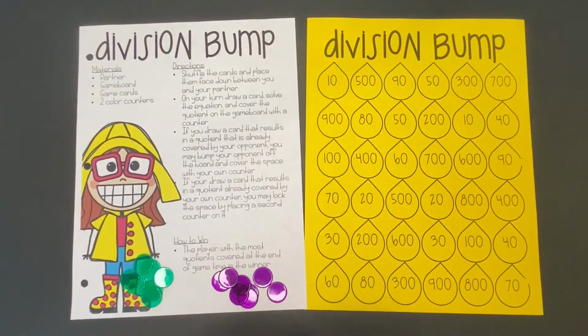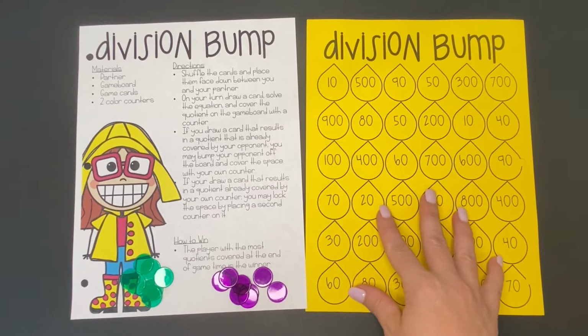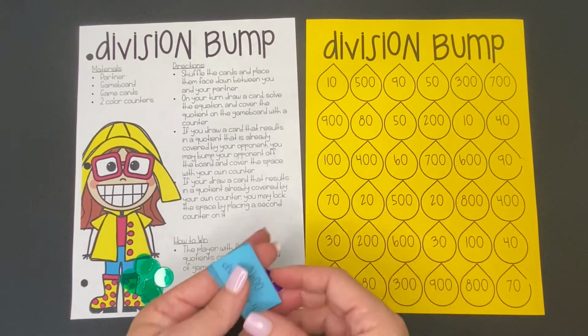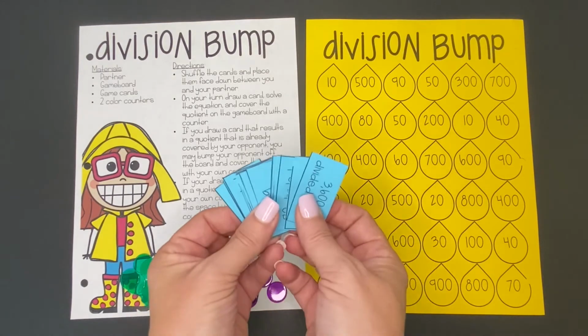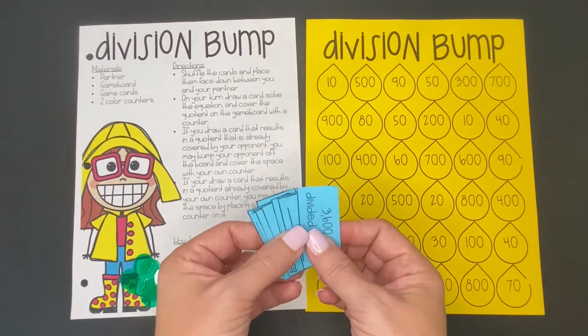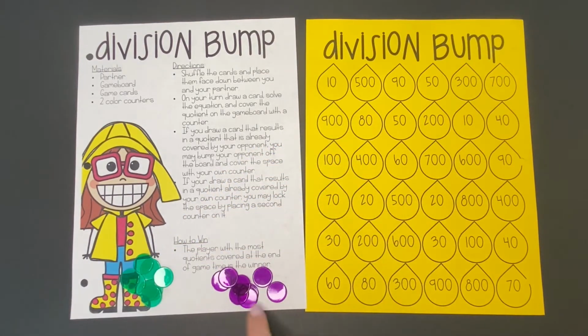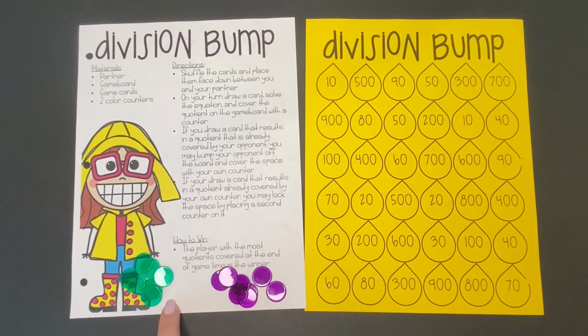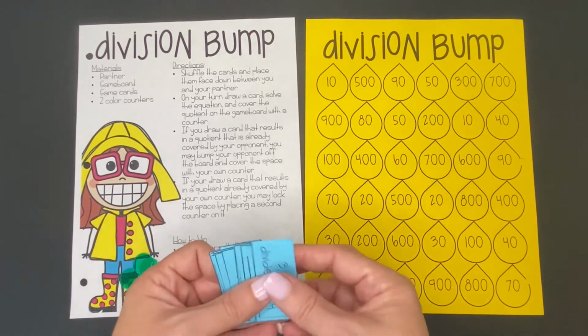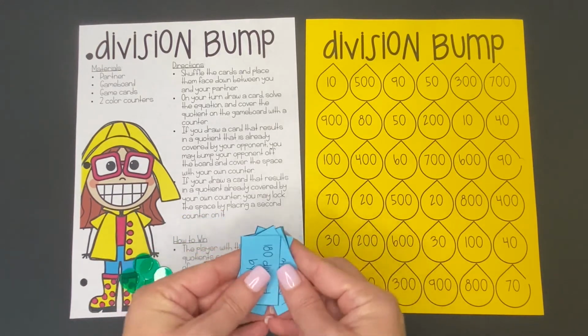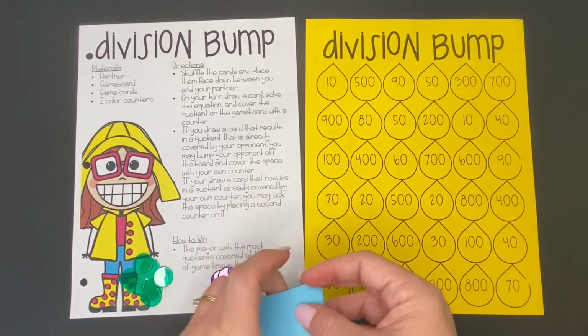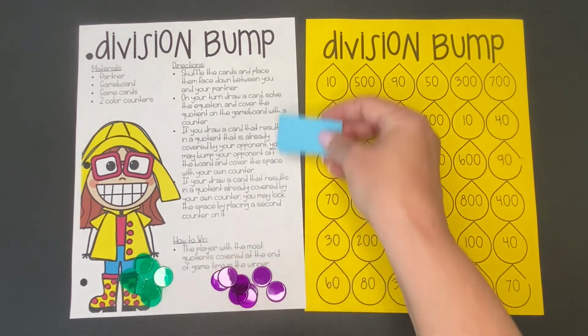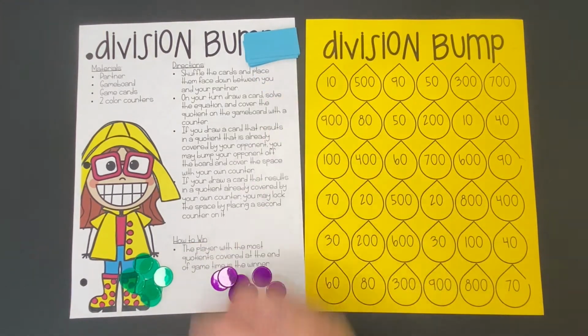To play this game, you are going to need a partner and the Division Bump game board and these little game cards printed off and cut apart. And then you'll each need a color of counter to use to mark your space. Today, let's be purple and we'll let our partner be green, okay? So to get set up, you'll shuffle up the cards and place those face down somewhere that you and your partner can both reach them, okay?